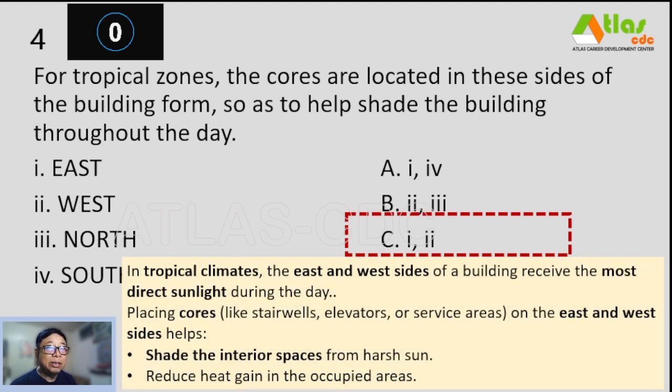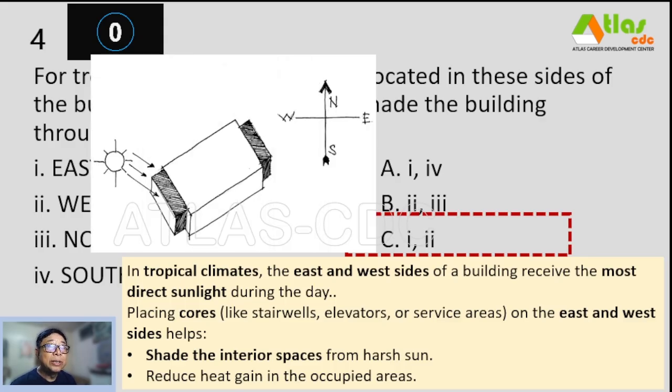So in tropical climates, the east and west sides of a building receive the most direct sunlight during the day. So placing cores like the stairwells, elevators, or service areas on the east and west sides help shade the interior spaces from harsh sun and reduce heat gain in the occupied areas.